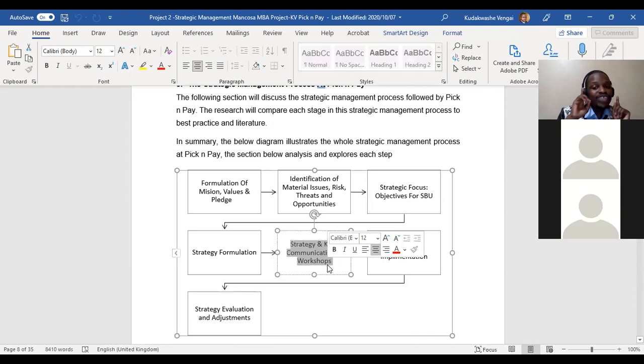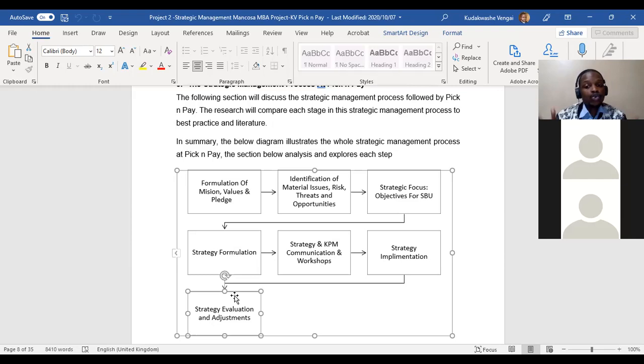Most textbooks, they move from formulation to implementation. But Pick and Pay, they do formulation, they do workshops, and then they do implementation, right? And then lastly, strategy, evaluation, and adjustment. This you will find in most textbooks, right? But you can now see what I'm trying to talk about. Now, this is Pick and Pay. This is their process. You will get it in the integrated report. It might not be the exact wording that you want, but you actually get that whole process from the what? From the integrated report, right?